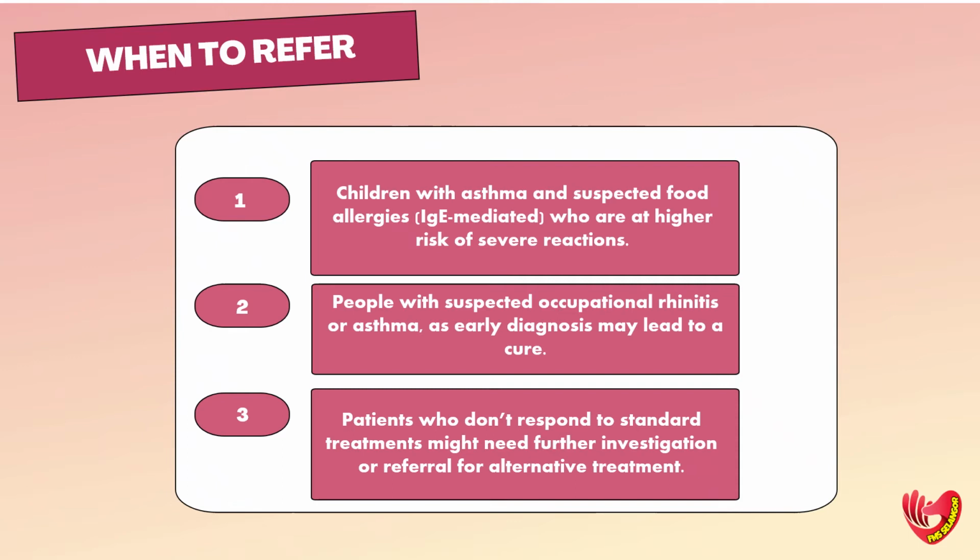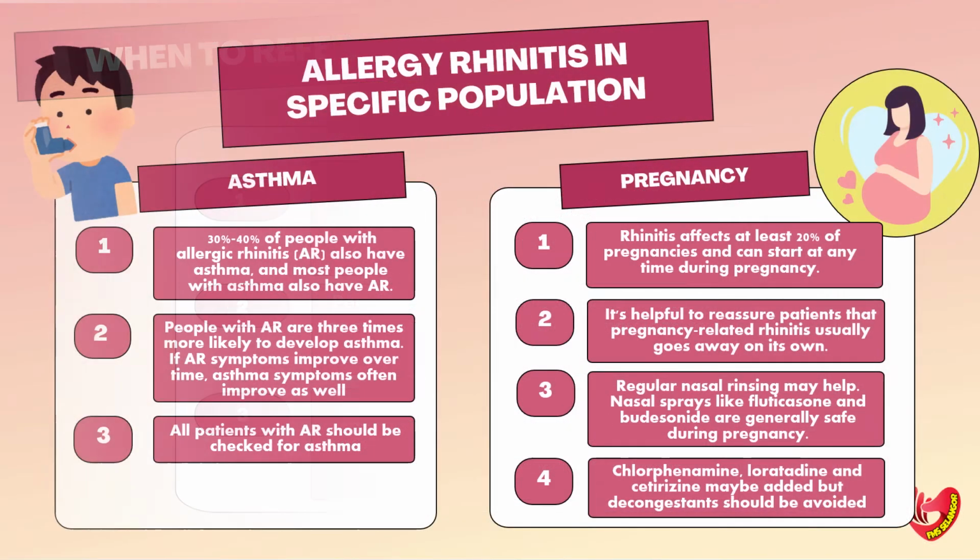Number 3, patients who do not respond to a standard treatment given by primary care. Allergic rhinitis in specific population. Among the asthmatic population, 30 to 40% of people with AR also have asthma, and most people with asthma also have AR. People with AR are 3 times more likely to develop asthma. However, if AR symptoms improve over time, asthma symptoms also improve as well. All patients with AR should be checked for asthma.